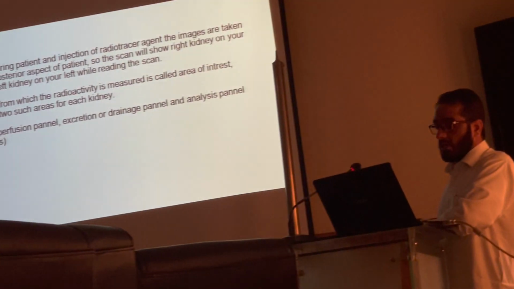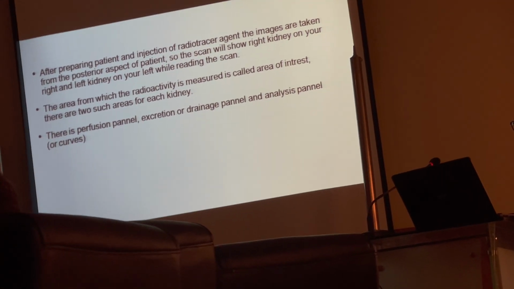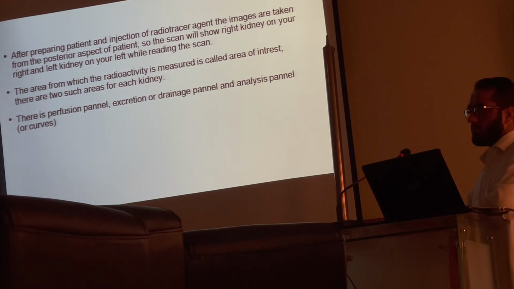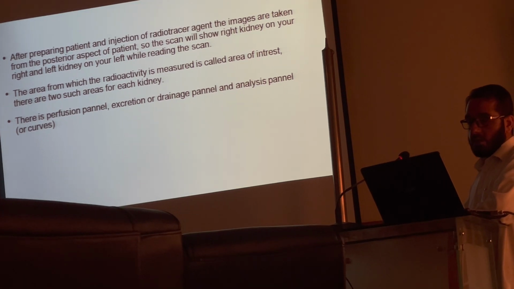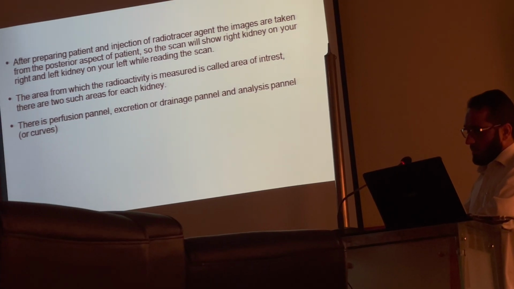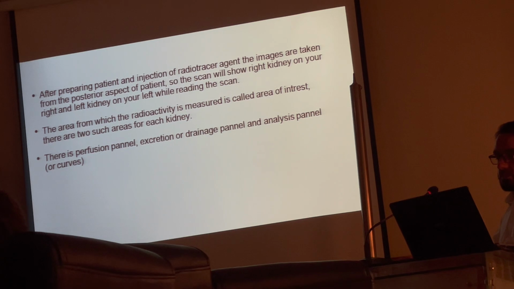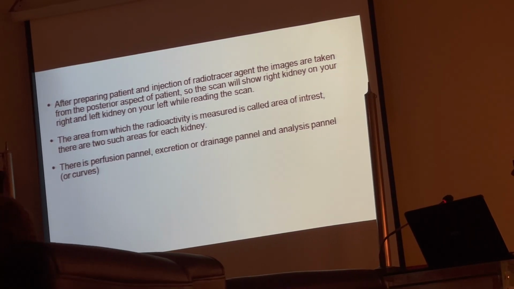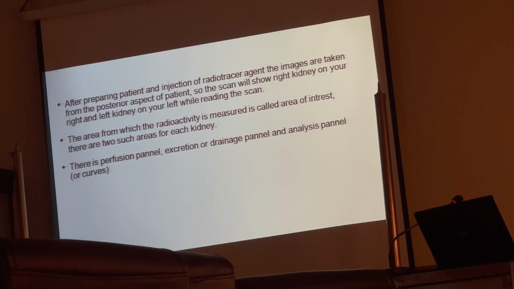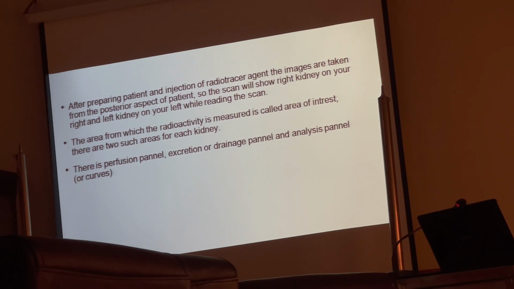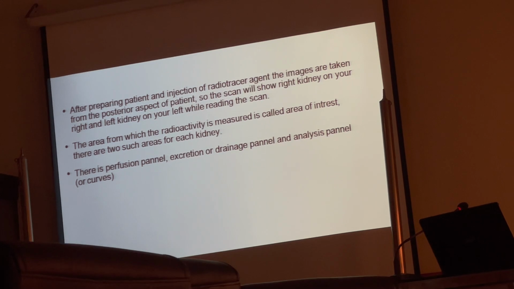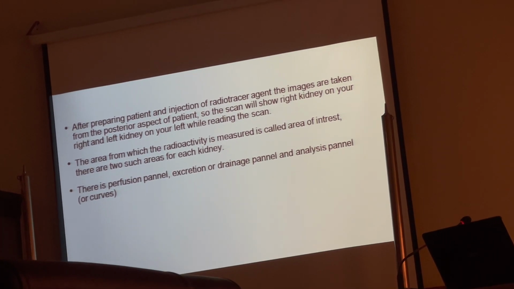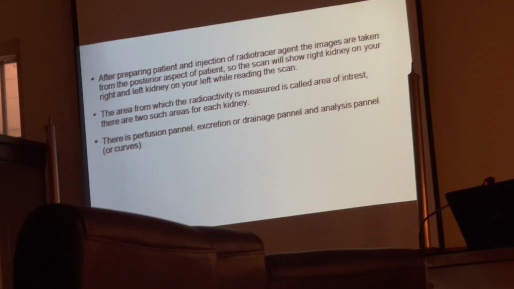The other thing is the area from which the radioactivity is measured is called the area of interest. Now the DTPA can be absorbed by many other organs of the body as well. So the operator marks the renal areas from which the gamma camera detects that radioactivity. So that is called the area of interest. And there is perfusion panel, excretion or drainage panel, and analysis panel or curves. DTPA mainly consists of these things. We will discuss it in the coming slides.